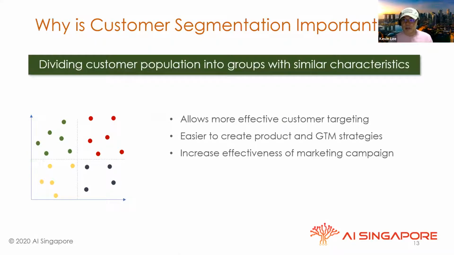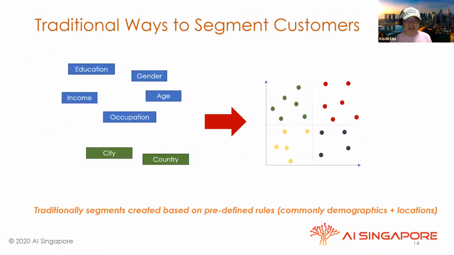Why is it important? When we do marketing, this has been something that we have been doing for the past couple of decades. The reason that we do that is because we want to divide our customer population into groups with similar characteristics so that we can more effectively target them with the right product, with the right pricing, etc. And also to increase the effectiveness of our marketing campaign. So hopefully, after we segment them, they have similar behavior so that when we reach out to them with the same messages, it will be more accurate. That has served marketers well for many decades.